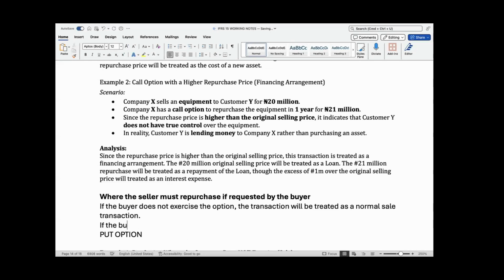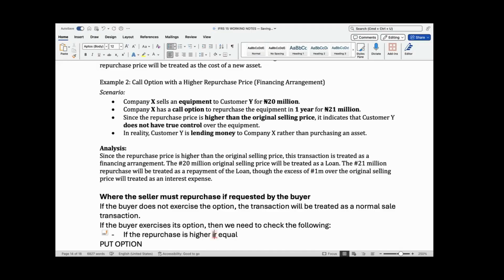But if the buyer exercises its option, then we need to check the following: if the repurchase price is higher, or if it's higher or equal to the original selling price or fair value at the date of repurchase.